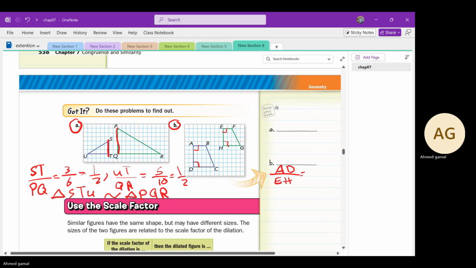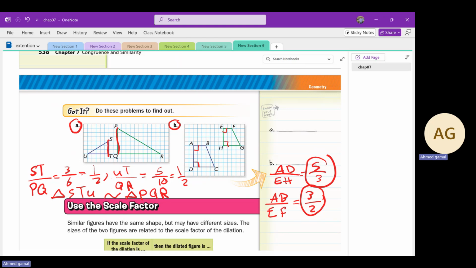equals 5 over 3. AB over EF equals 3 over 2. So we don't have a proportional relationship between 5 over 3 and 3 over 2. 5 divided by 3 is 1 and 2/3. 3 over 2 is 1.5. So they are not proportional.